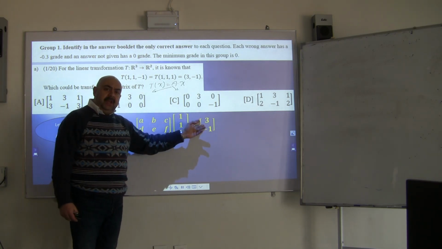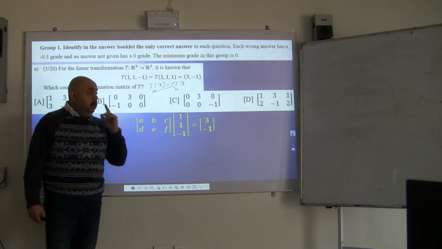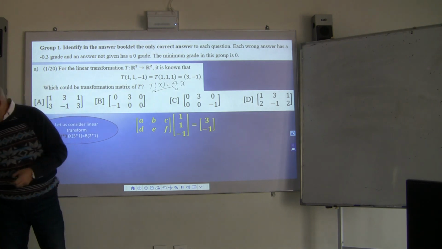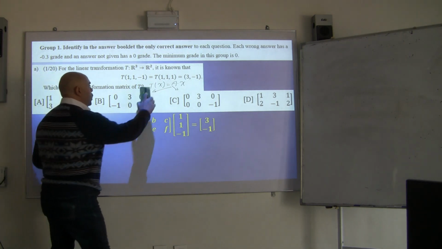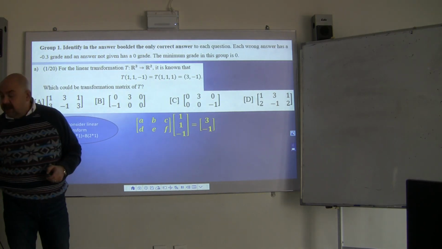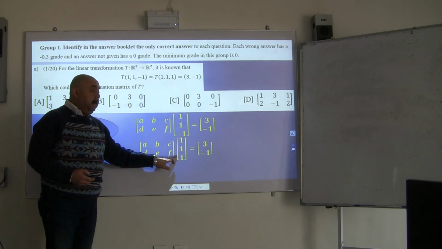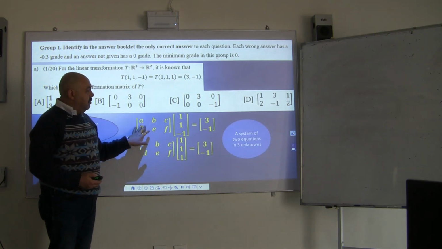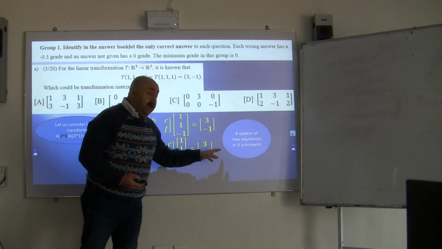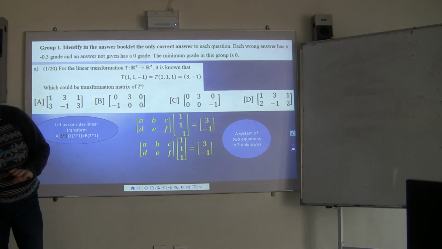The result will be 3 and negative 1. Once you look at it from this point of view, you will also know that there is another condition that I'm giving you, which is the same transformation for the second vector, which is triple 1. That leads me to a system of 2 equations in 3 unknowns. So all I have to do is to try to write them down.